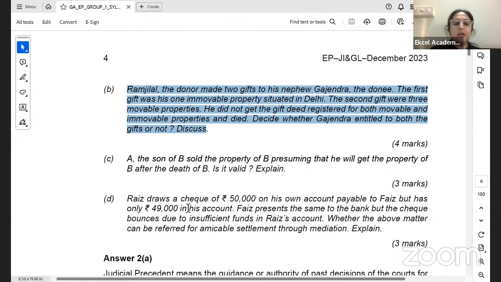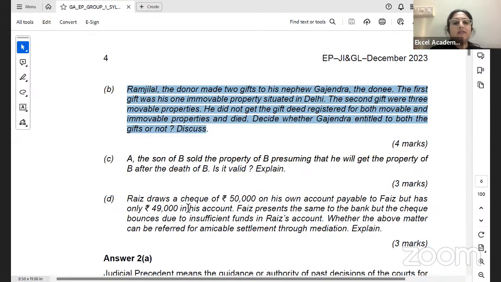Ramji Lal is the donor. The first gift was one immovable property situated in Delhi. The second gift was three movable properties. So two gifts means a bifurcation: one is movable and one is immovable. One property located at Delhi is an immovable property, and the other three movable properties are gifted to Gajendra.